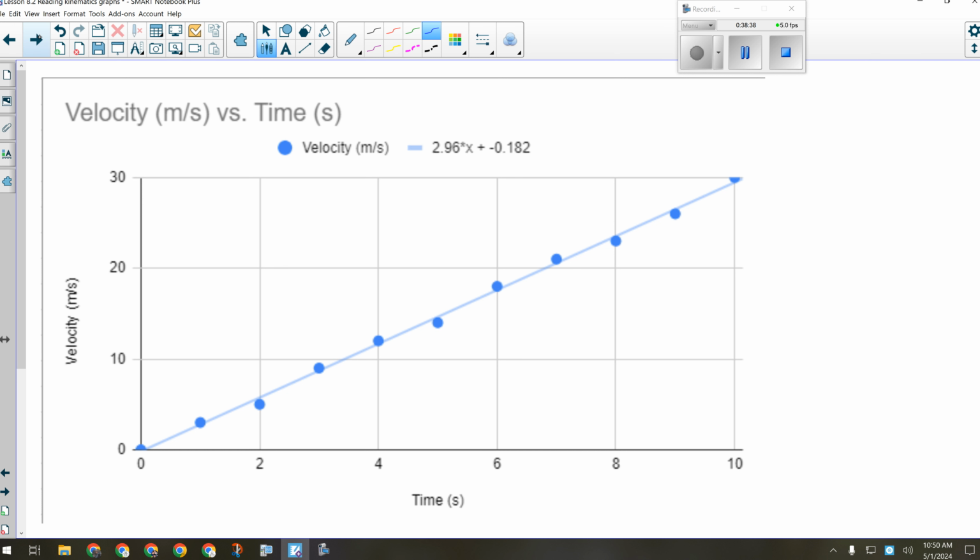Negative 0.182. Remember, b is your y-intercept. It is the value of y at time 0. This line ducks just a hair under 0. That means the object was actually traveling a little tiny bit backwards when it started to go forwards. Okay, everybody all right with that?